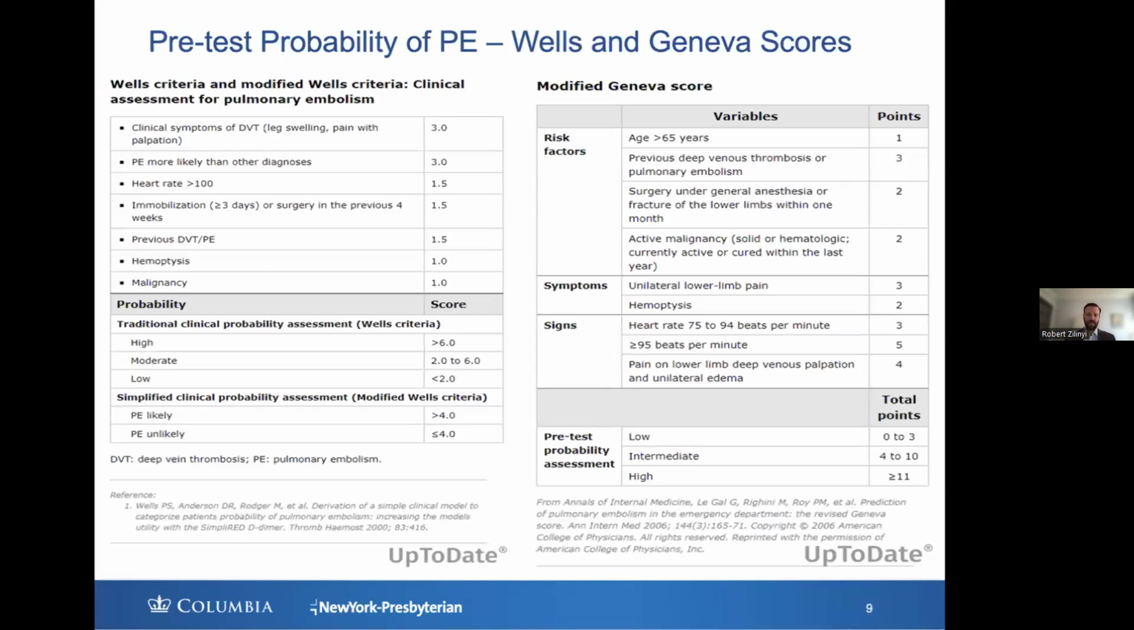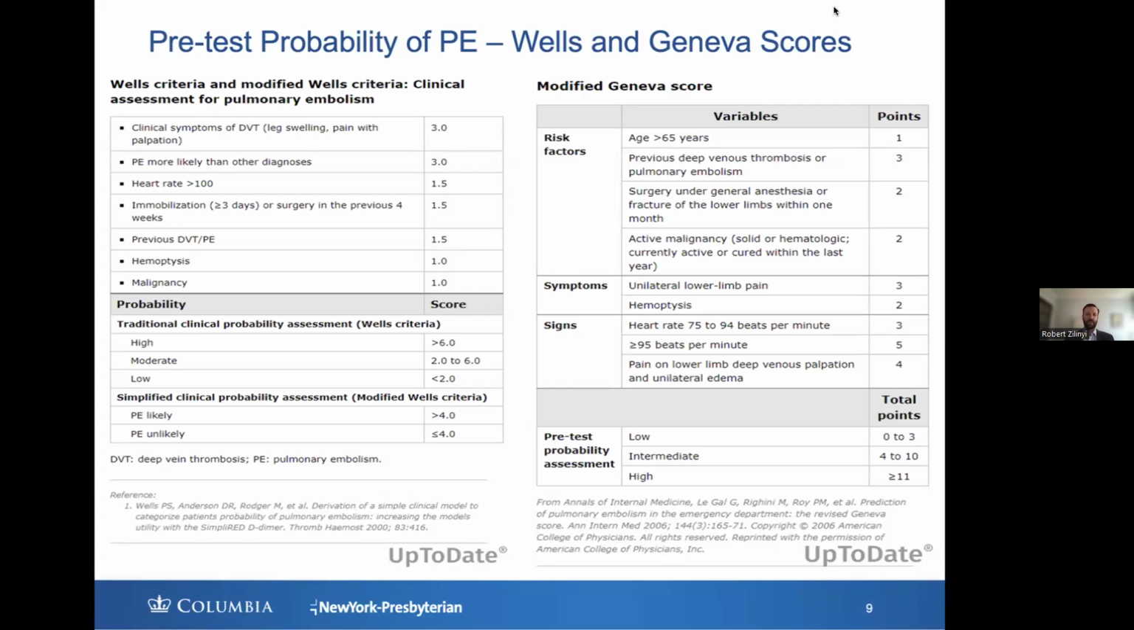This is a busy slide, and you don't need to memorize all of it. These are readily available and up to date. But these are some of the risk stratification scores that we use to determine the pretest probability of a patient having a pulmonary embolism. The most commonly used ones are the Wells scores and the modified Geneva scores.